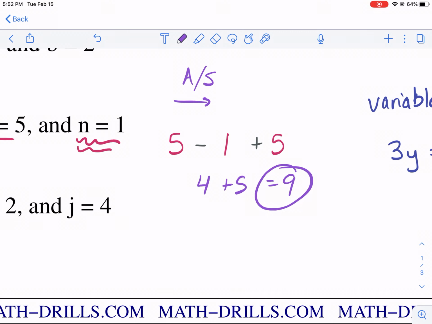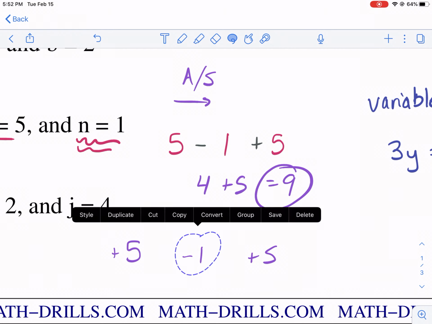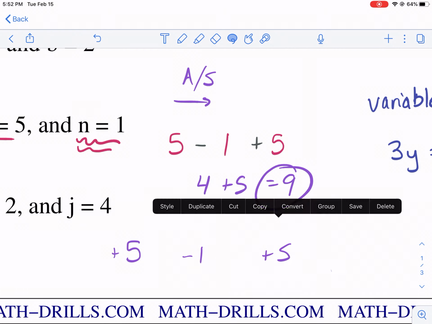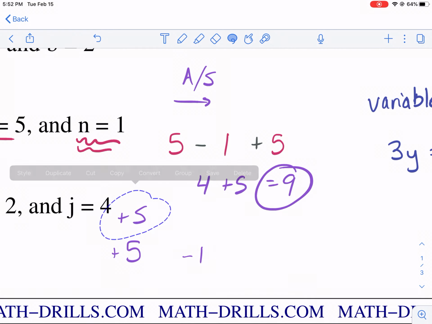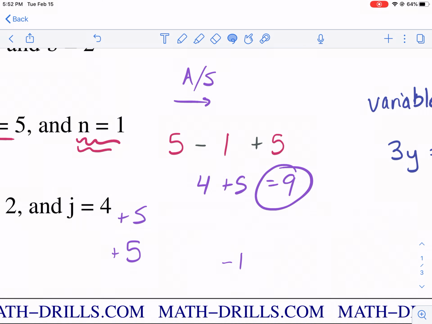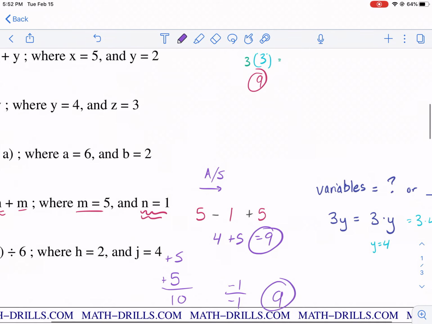Okay, so huge difference. Now, another way to consider it, and just ignore this if this confuses you, is I like to think of this as a positive 5 minus 1, positive 5. Think of these as 3 separate things. Positive 5, minus 1, negative 1, and then positive 5. Well, these two go together. They're positives. And then we have this minus over here. What happens? This is positive 10. This is negative 1. Okay? 10 and a negative 1 combined to positive 9, or 10 minus 1 is positive 9. That's another way to think of it.